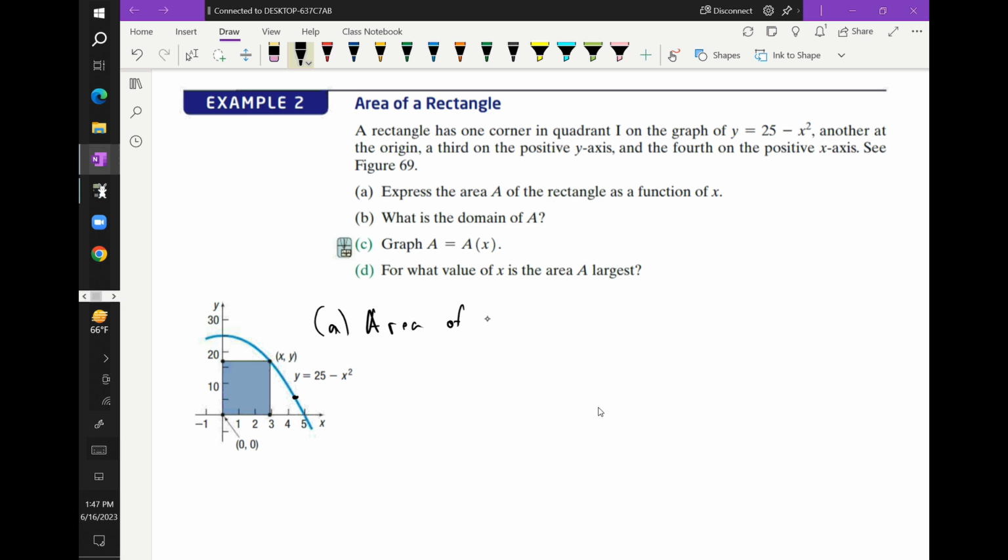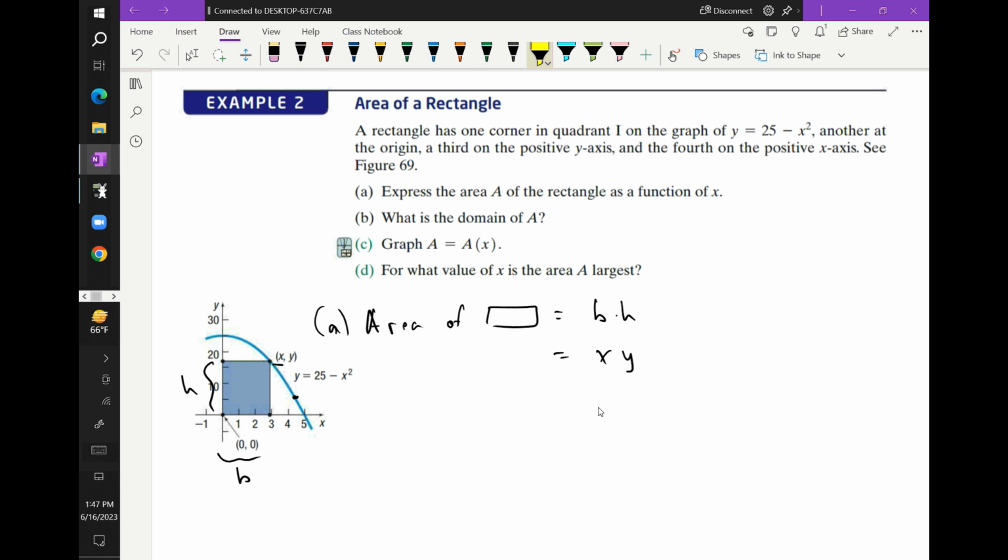So the area of any rectangle is going to be the base times the height, or length times width, however you want to phrase that. So our base here and our height, well, our base is just whatever the x coordinate is over here. So the base is going to be our x, and our height is going to end up being whatever our y coordinate is. So we really end up with the area of our rectangle is now x times y.